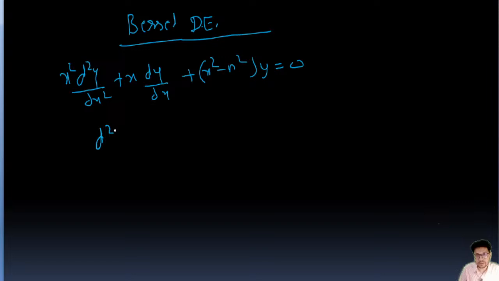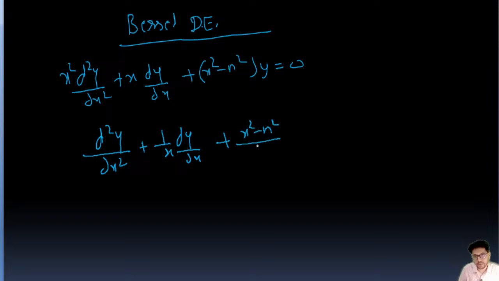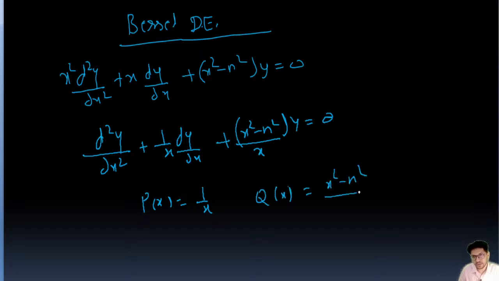We'll solve it further. So this is going to be d²y/dx² plus (1/x) dy/dx plus ((x² − n²)/x²) y equal to 0. So from here, P(x) value is 1/x and Q(x) value is (x² − n²)/x².